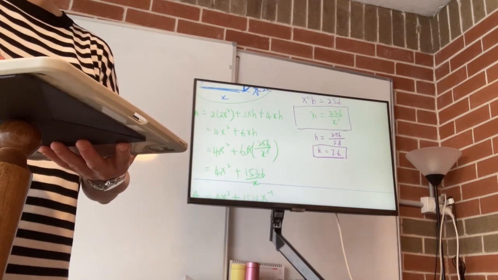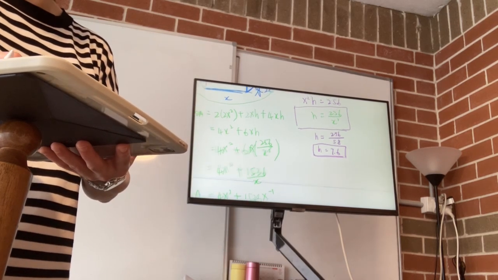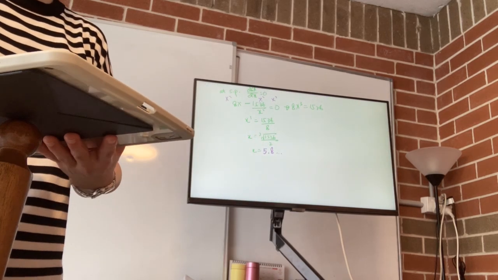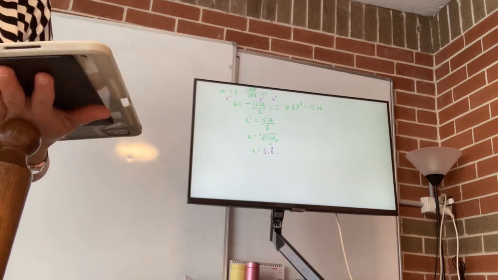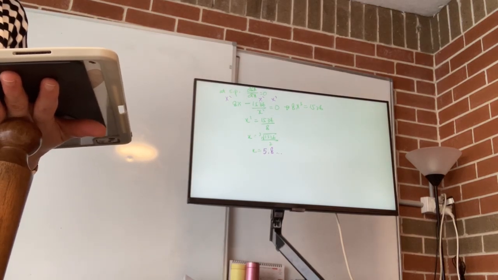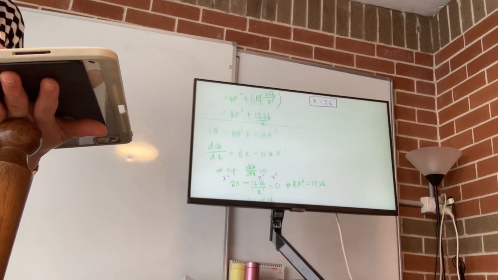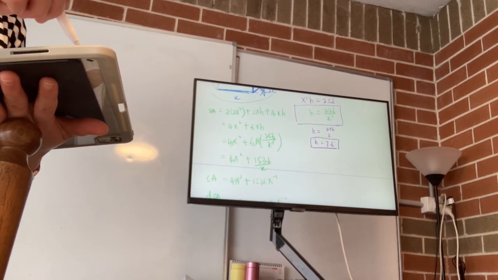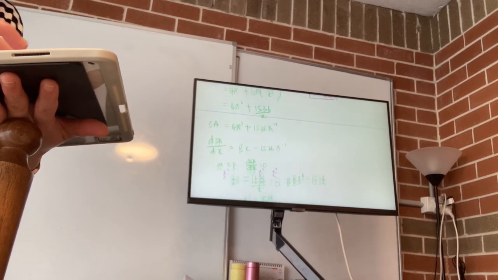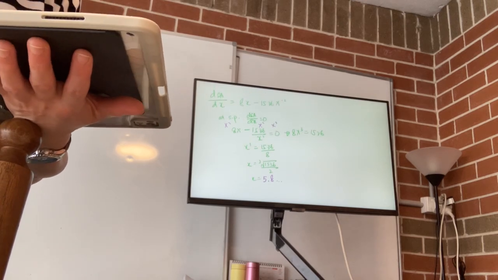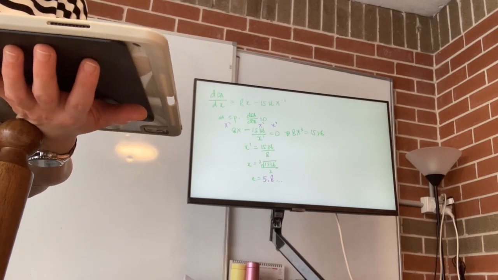Wait, why was the h before 5.8? That is not h, that is the x. For the h, it will be 256 over 5.8 squared. Yes, you're right. And then, is the unit centimeter? Look at the question: this is milliliter, so that means it's centimeter.